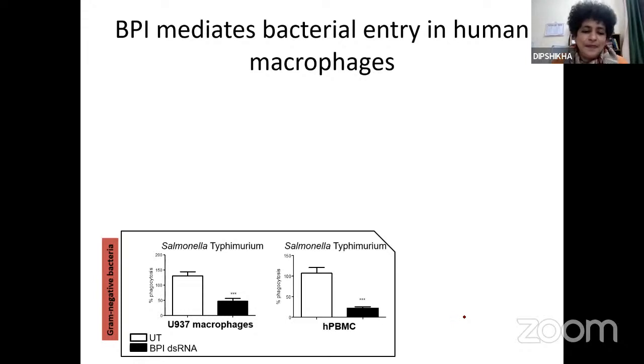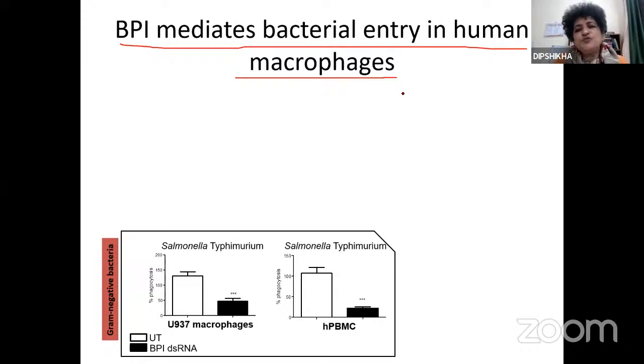But at the same time, as I mentioned to you, the BPI is important to kill the bacteria, but BPI also does one more very bizarre function, which makes you wonder why it is doing that. It allows the bacteria to get inside. Now, this you can assay by a percentage phagocytosis assay. That means, how many bacteria has my cell in culture taken up? Suppose you give 1,000 bacteria, out of 1,000, how many of them are taken in? That is known as a phagocytosis assay.